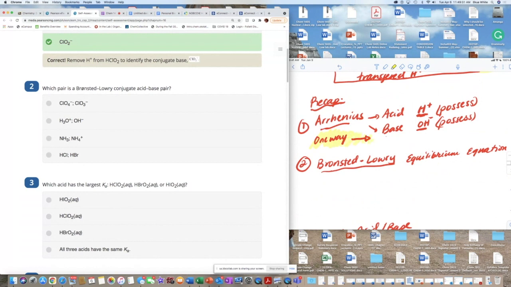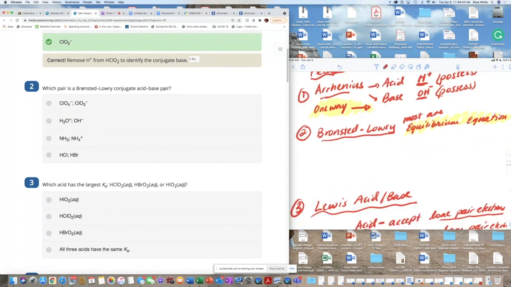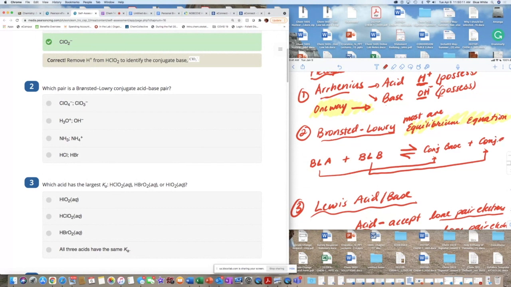Bronsted-Lowry equations, most are equilibrium equations. Not all of them are, but most of them are. Okay? So let me give you a format of the Bronsted-Lowry equilibrium equation and what it looks like. We have the Bronsted-Lowry acid plus the Bronsted-Lowry base, our equilibrium arrow, and then the acid becomes the conjugate base, and the Bronsted-Lowry base becomes the conjugate acid.